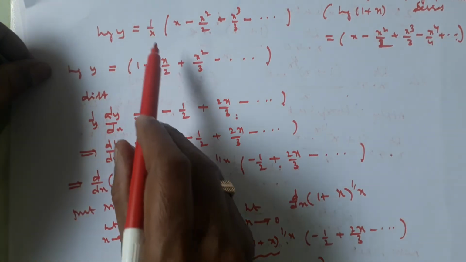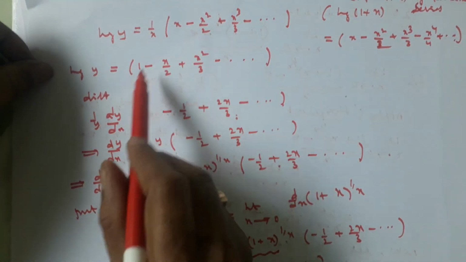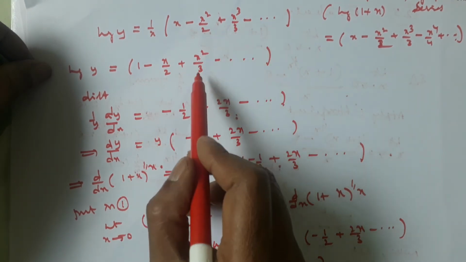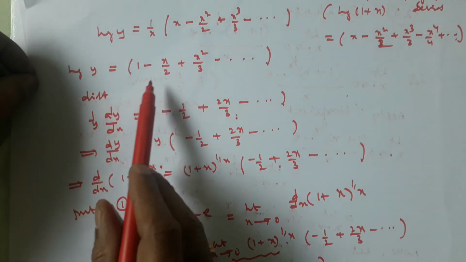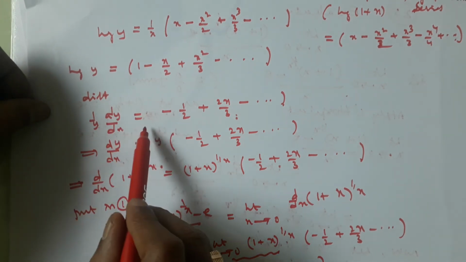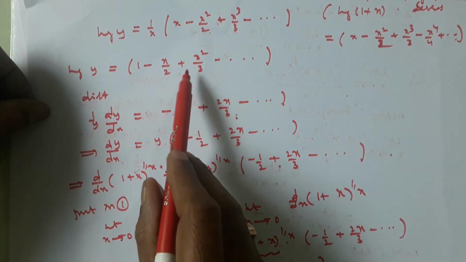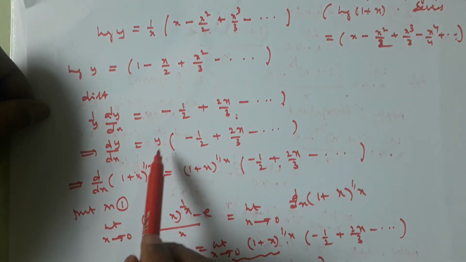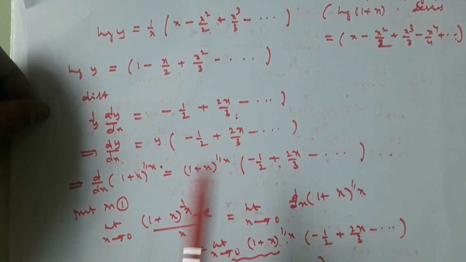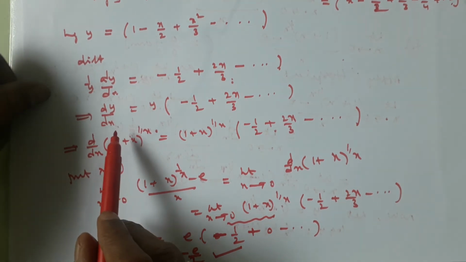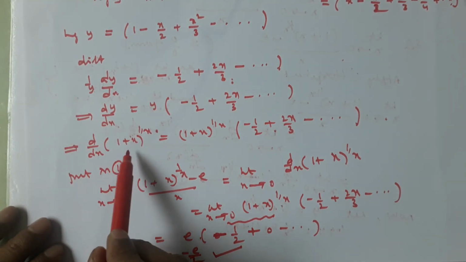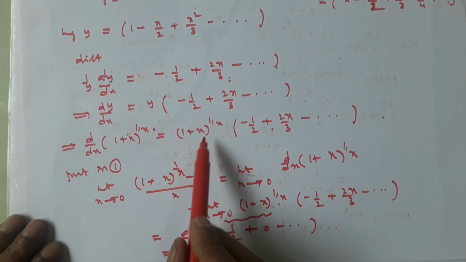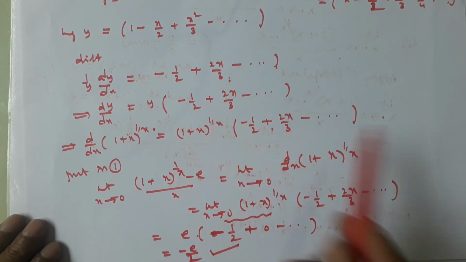Next, apply the 1 by x inside, and x will be cancelled. The next terms are 1 minus x by 2 plus x square by 3 minus and so on. Differentiating the previous equation, 1 by y dy by dx is equal to, this is 0, so minus 1 by 2 plus 2x by 3 minus and so on. Next, dy by dx is equal to, by cross multiplication, y into minus 1 by 2 plus 2x by 3 minus and so on. Now substitute the y value. d by dx of (1 plus x) whole power 1 by x is equal to (1 plus x) whole power 1 by x into minus 1 by 2 plus 2x by 3 minus and so on.